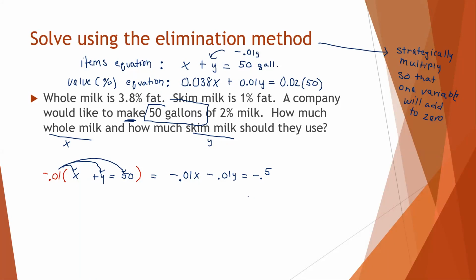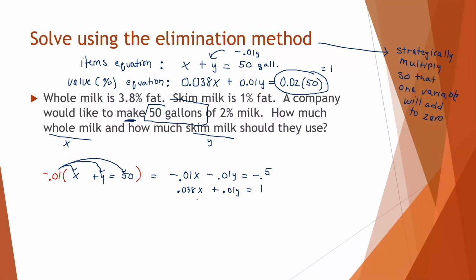Now, I'm going to bring my second equation in, and I'm going to exactly line it up. So in my second equation, I have 0.038x plus 0.01y equals, and I'm going to do the math here. So right here, I have this little bit of math. So I'm doing that on my calculator. And when I do that on my calculator, 0.02 times 50, I get 1. So I'm going to write that down here as a 1.